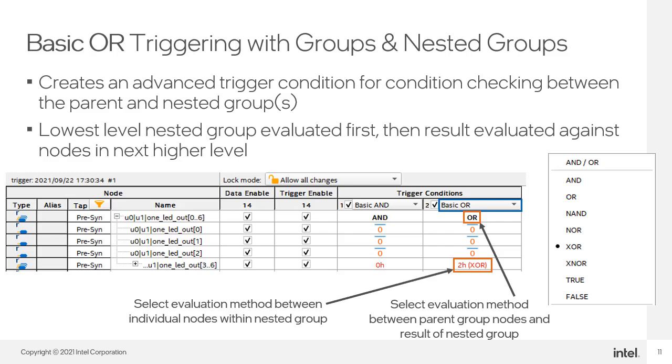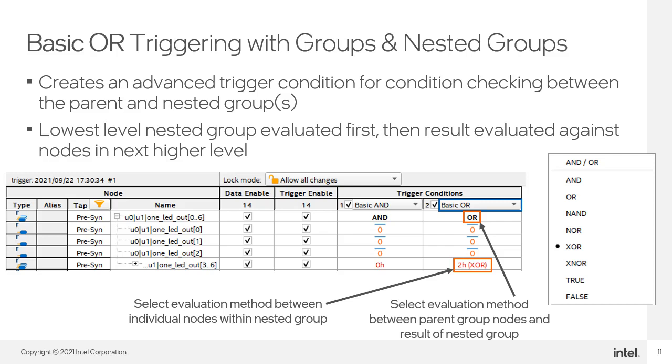This value is then used to evaluate against higher level groups or signals using the selected evaluation method for the higher level group. If you want to ignore the evaluation of nodes within a nested group, you can set the evaluation method to either true or false. The nested group evaluation will always return 1 or 0 respectively, which will then be used for the higher level group evaluation.